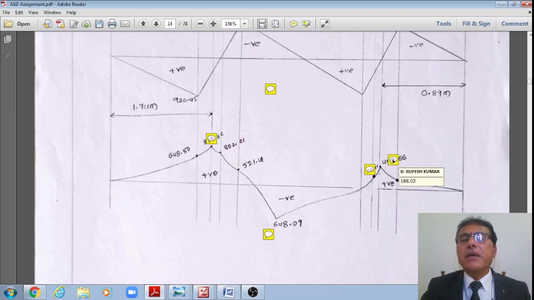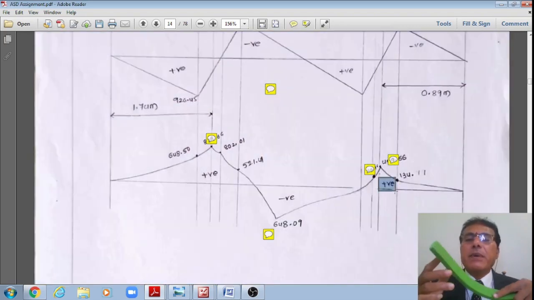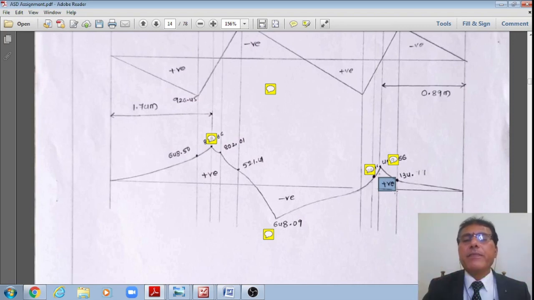That hogging bending moment is equal to that. Just now we have seen that the negative bending moment is 188.02. However, here I am showing that as a positive bending moment. That cantilever bending moment itself is a negative bending moment, however I am showing in the drawing as this schematic positive and this negative. This negative is actually a positive bending moment.